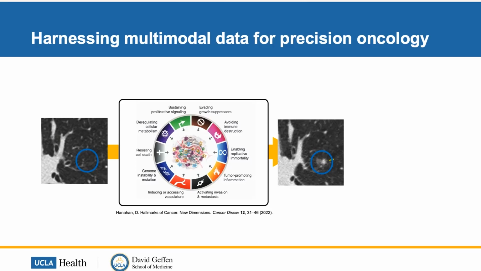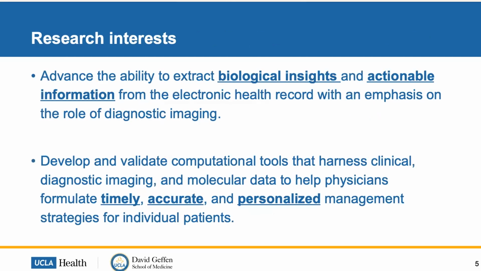So we look at how we tie in the biological information with the imaging data, with the goal of seeing if we can extract more biological information from the images. Some of the predictions we're interested in making are whether it's cancer, whether it's aggressive, and potentially downstream treatment. And so two goals: one is to advance the ability to extract biological insights and actionable information using electronic health record data, as well as to develop and validate computational tools to harness this data for management of individual patients. Those are longstanding interests.